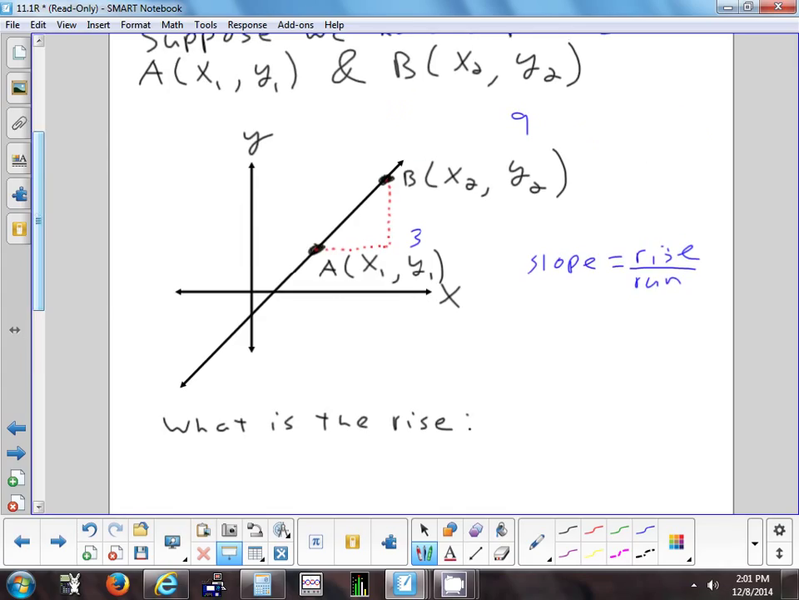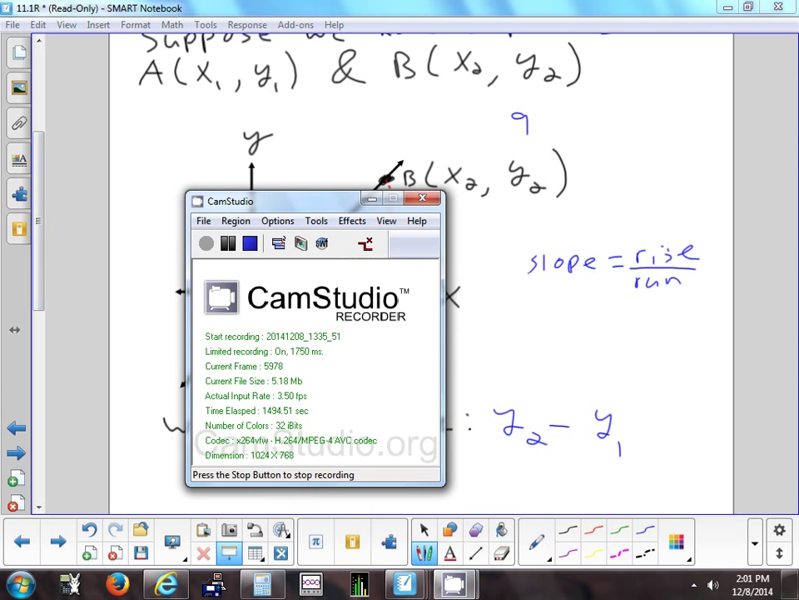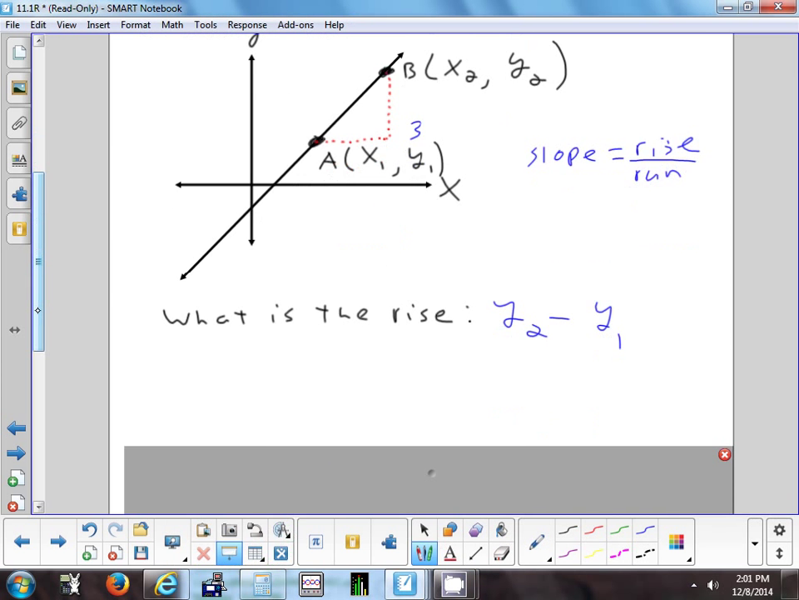What's the bigger number here, y2 or y1, the way we drew it? Which one's higher? y2. What's the other y value? y1. If you subtract them, that gives you the difference, or the rise. All right, so that's my rise.